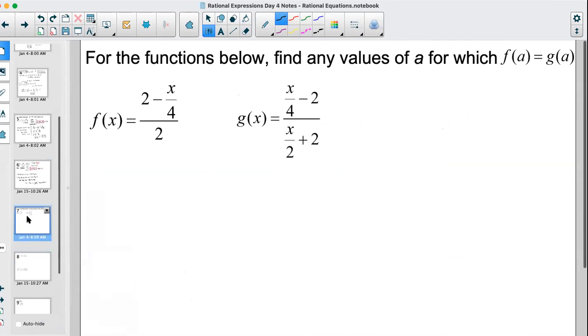So here we will... I can do this one, and then we're going to be done.